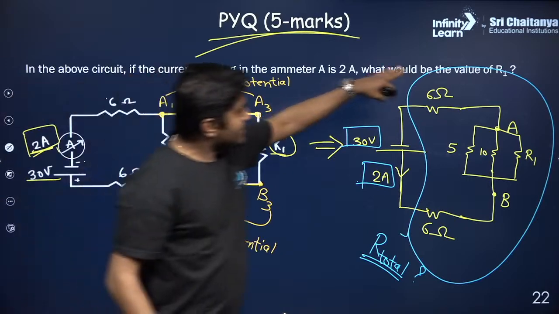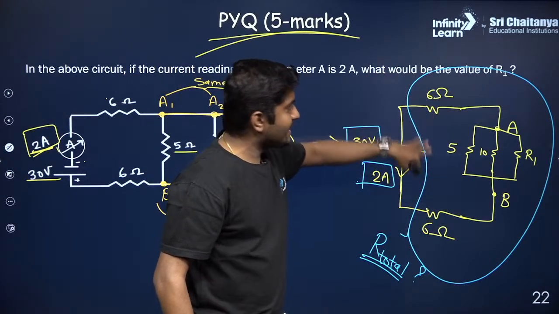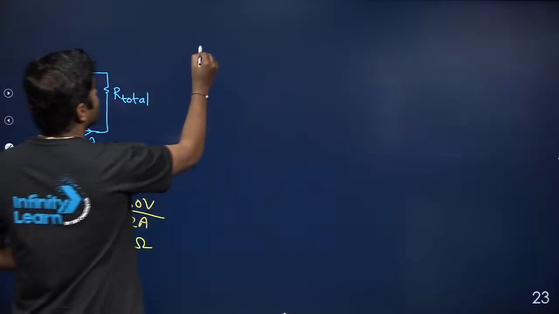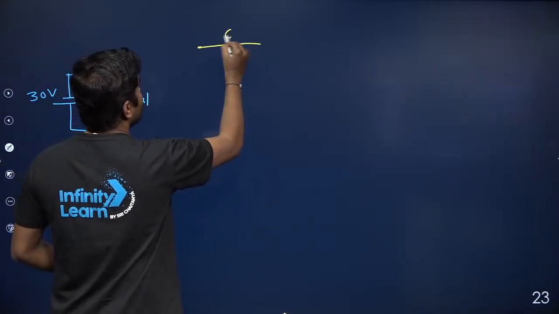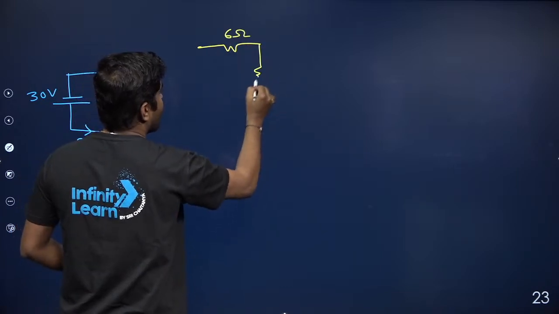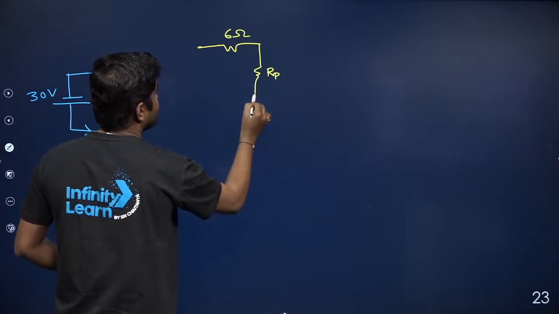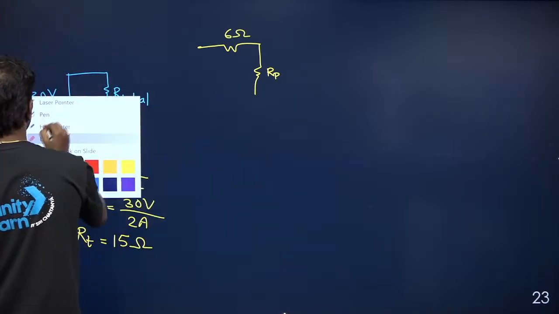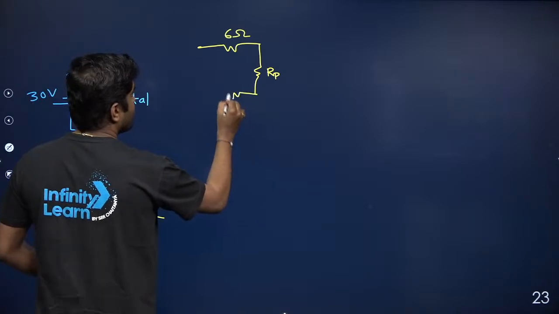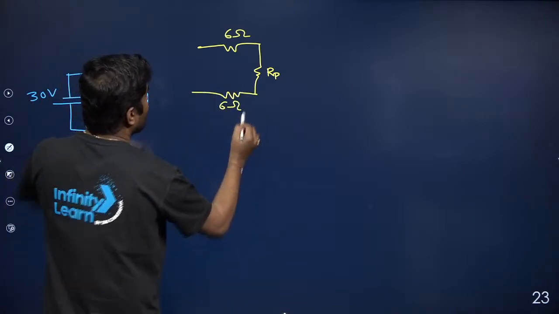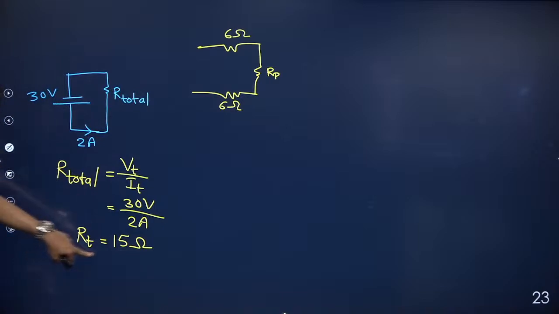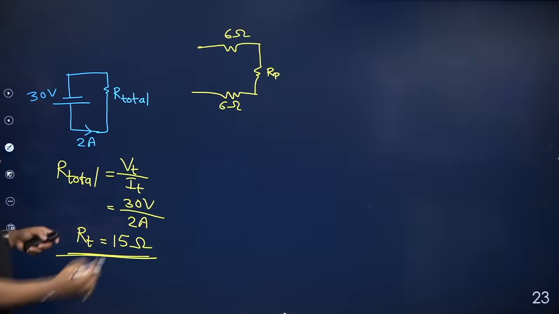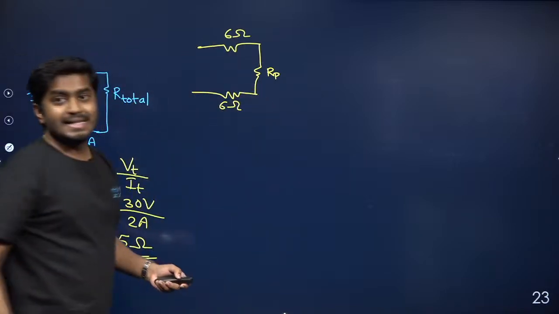So for this 6, let's call it RP. I'll redraw this. There is a 6 ohm resistor, this here is RP, and here we have another 6 ohm. For these 3, the total resistance comes out to be 15, correct? But these 3, they look in series, correct?